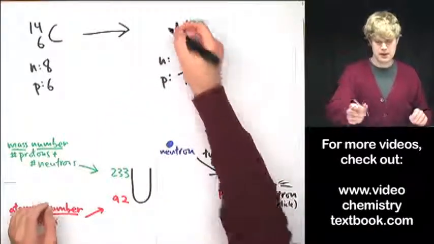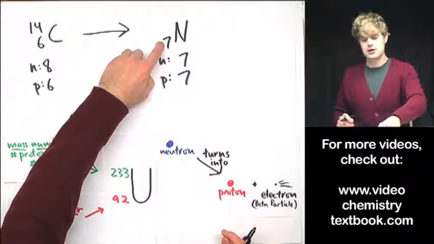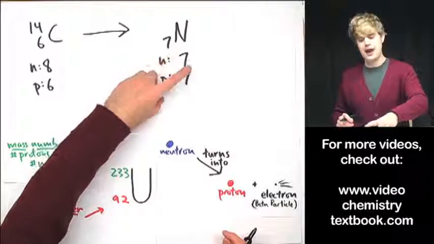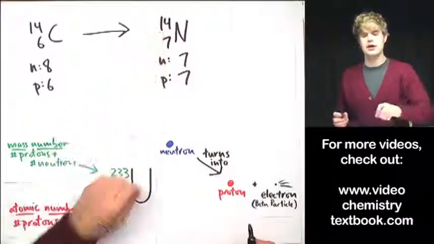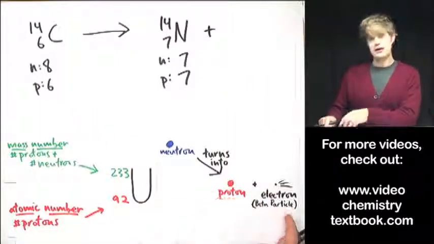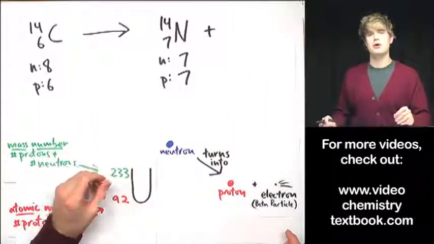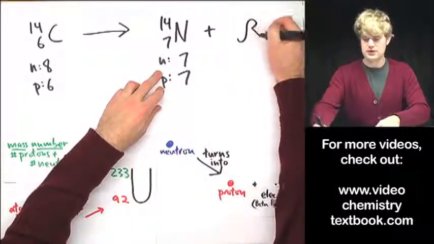Now, the number of protons, I use as my atomic number, so that number goes there. Then I add up the number of protons and neutrons, and I get 14, and there's my mass number. Now I don't want to forget about the electron that shoots out, the beta particle. There are 2 different ways to write the beta particle. One of them is like this.